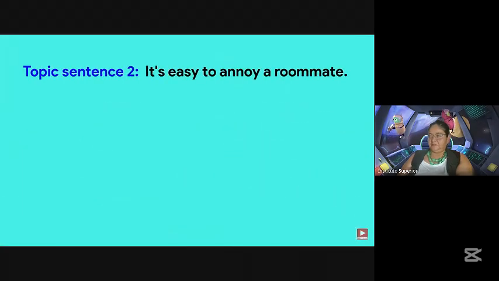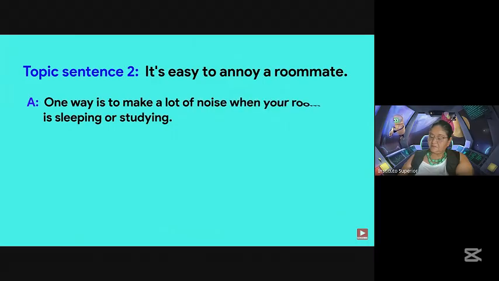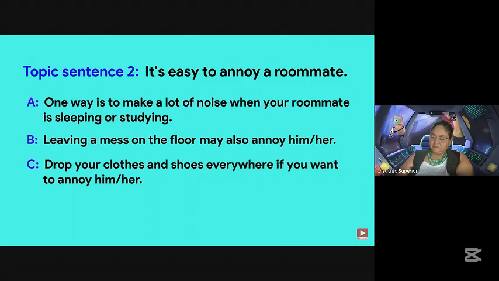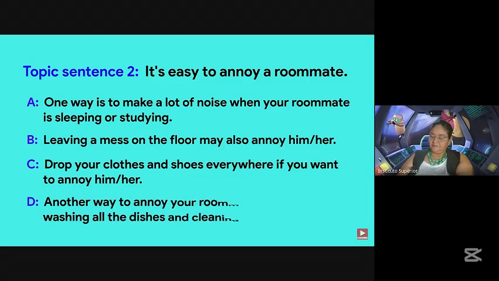Topic sentence 2. It is easy to annoy a roommate. One way is to make a lot of noise when your roommate is sleeping or studying. Leaving a mess on the floor may also annoy him or her. Drop your clothes and shoes everywhere if you want to annoy him or her. Another way to annoy your roommate might be washing all the dishes and cleaning the kitchen.